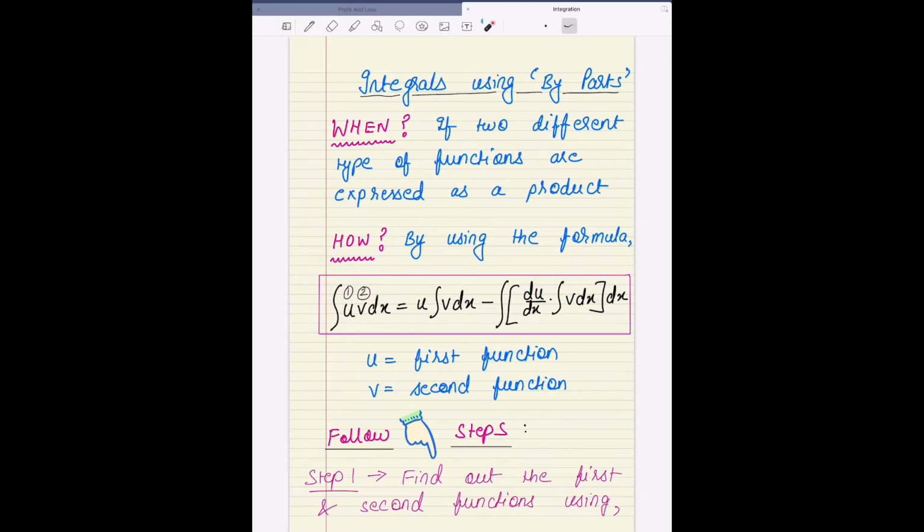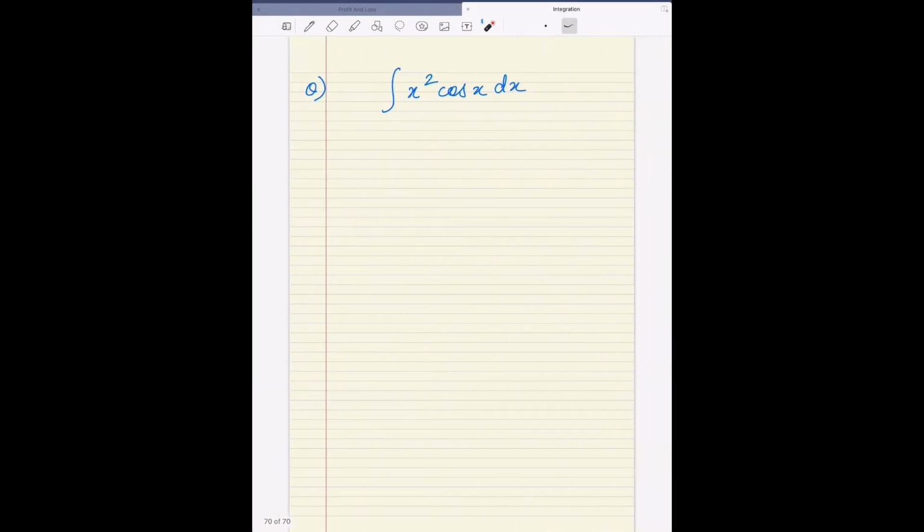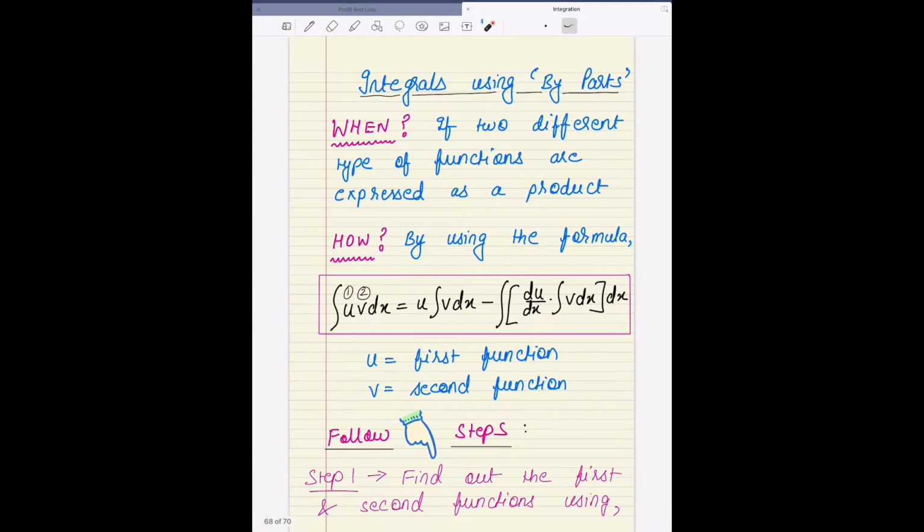Today we are going to see how to apply integration by parts to an integration question and when we actually use it. If you want to apply by parts, the scenario is that you should have two different types of functions multiplied or given as a product. For example, in this question, this function is algebraic while this function is trigonometric. So we can't simply integrate it using the basic formulas. We will have to use by parts.